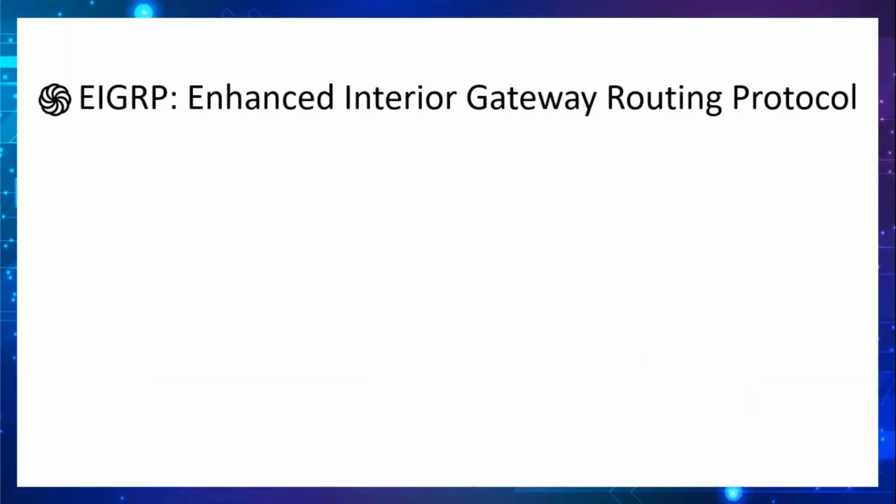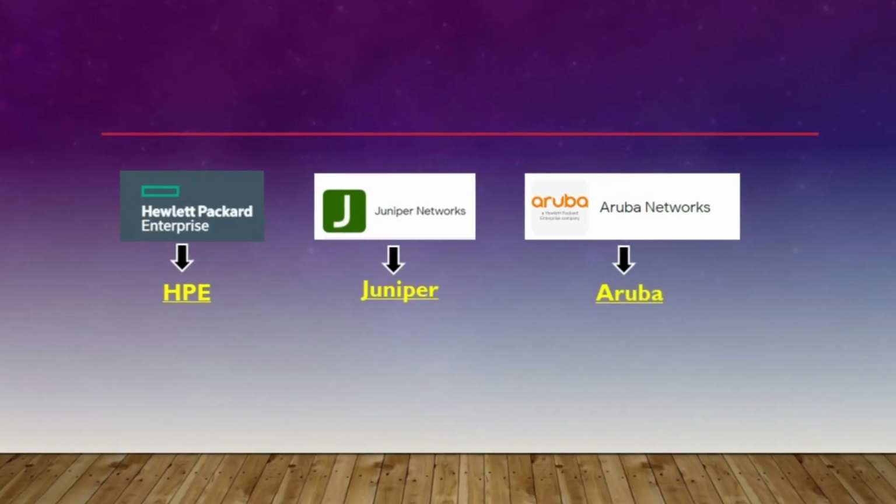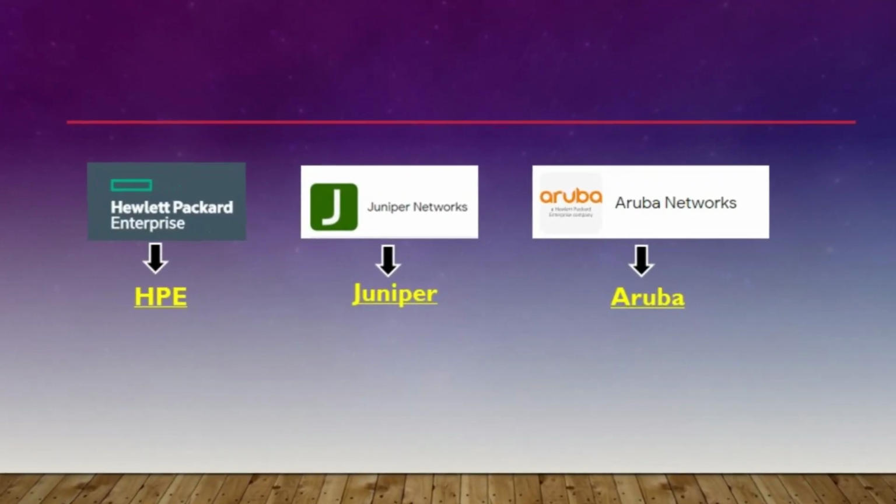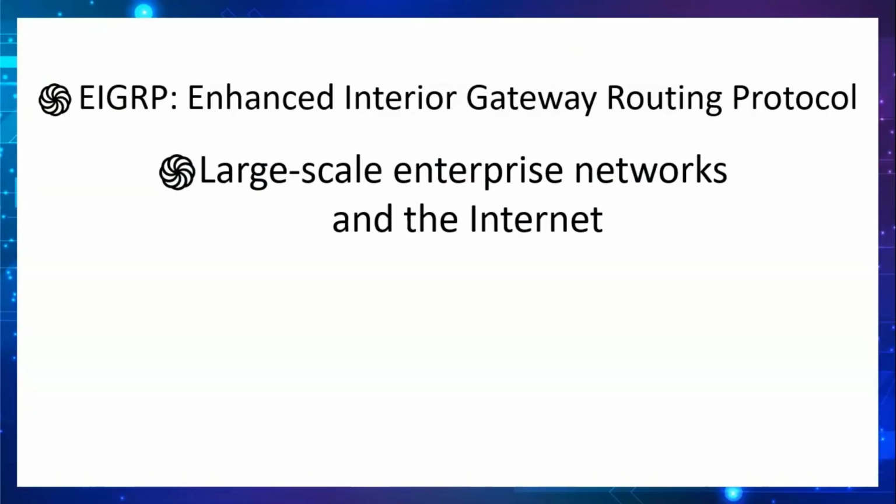EIGRP stands for Enhanced Interior Gateway Routing Protocol. It was a Cisco proprietary protocol. Now it is an industry standard protocol. Previously, we could configure EIGRP only on Cisco routers. Now we can use EIGRP on routers from other vendors like Juniper and HP.